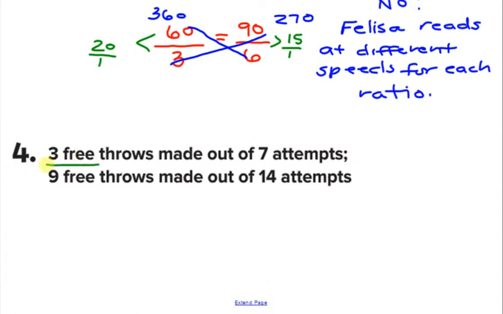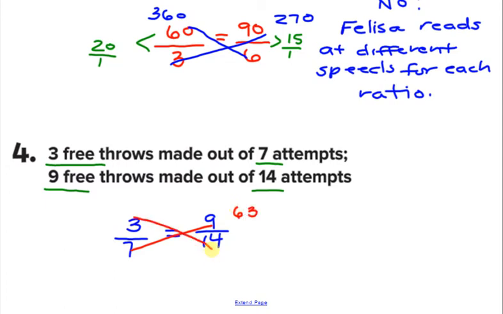Let's take a look at example number 4. We have 3 free throws for 7 attempts, and we have 9 free throws for 14 attempts. So go ahead and set up your ratio. We have 3 over 7 equals 9 over 14. And again, use whichever method you prefer. I like to cross multiply. So 7 times 9 is going to be 63. And then we're going to have 14 times 3, which is 42. So the answer to this is no, they are not equivalent.